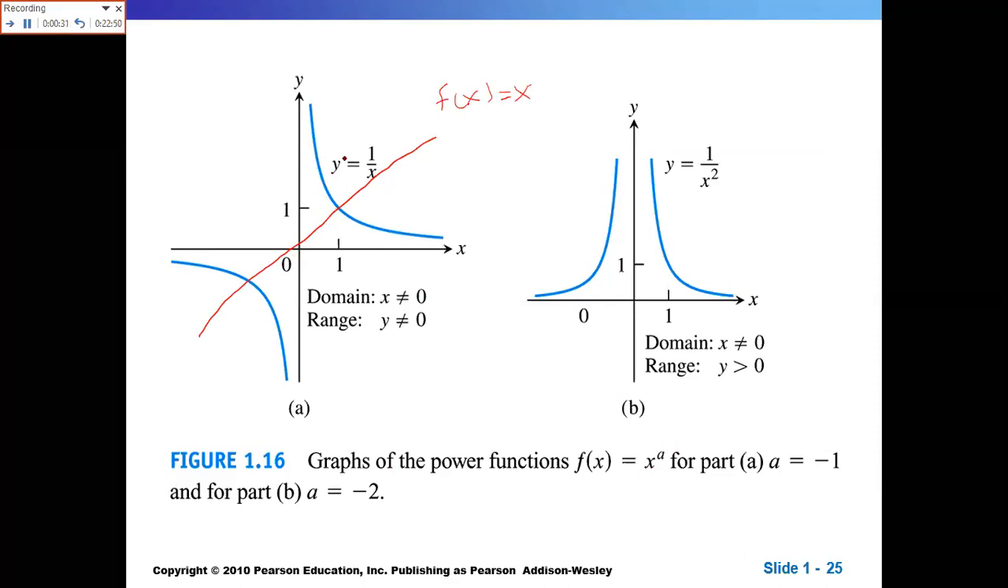Now, this is f of x, and this one is f of x equal to 1 over x. This book uses y, which is just f of x. We know that the curve for f of x equal to x is this. How do we determine that the curve of f of x equal to 1 over x is this one?